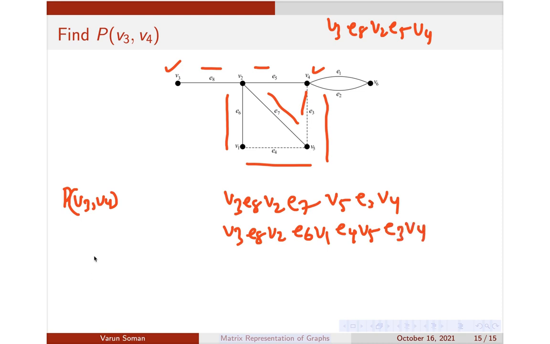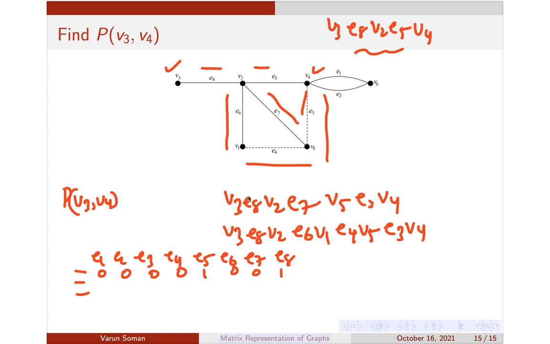Okay, so let us write down now. How will you write down the matrix? For three paths there are three rows, and the corresponding edges are E1, E2, E3, E4, E5, E6, E7 and E8. Look at the first path. In the first path only E5 and E8 are there, so only that much is there. Rest everything would be 0.